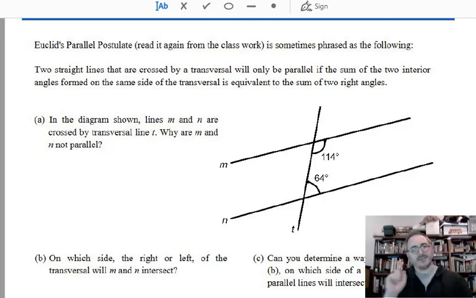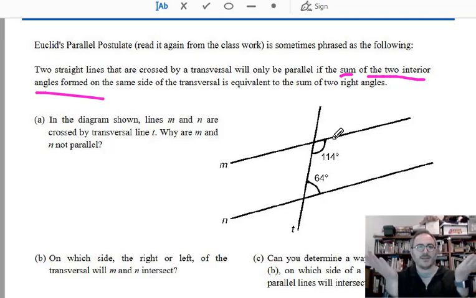I'm just going to keep going. If you want to pause the video and do that higher level thinking to figure out what this is saying, but I'll explain it now. It's saying that, okay, two straight lines crossed by a transversal. So these are two straight lines, and they're crossed by a transversal. These two lines will only be parallel if, there's that if, the sum. What's the sum? If I add these two together, the sum of the two interior angles, these two here are interior angles. These two lines here are only parallel if I add up these two angles and it gives me the same sum as two right angles.